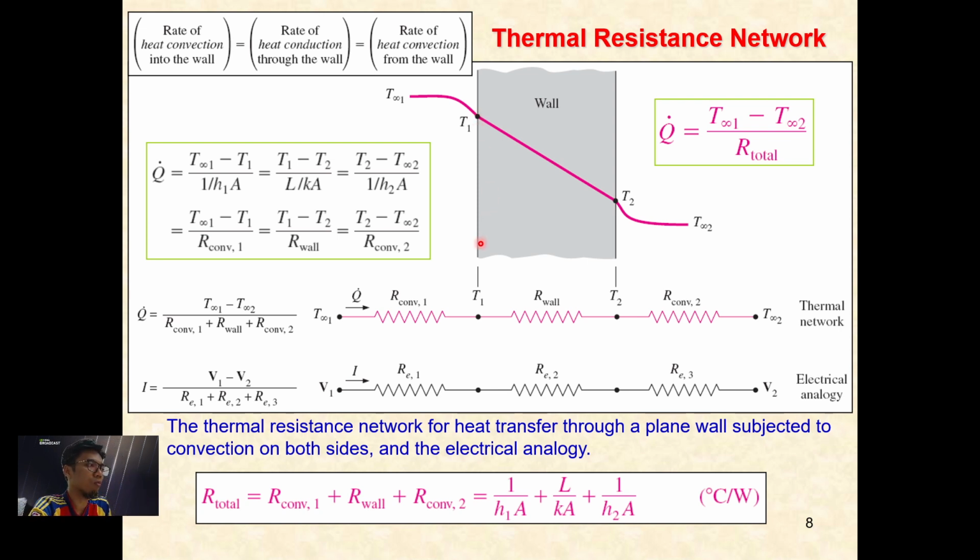Kemudian ini ada wall awak, dinding awak. Kemudian T2 here referring to your temperature inside your room. Temperature wall dekat dalam rumah awak. T2 dia rendah sikit lah sebab awak buka air conditioner ataupun you buka kipas. Dan udara di sekeliling tu T infinity 2.